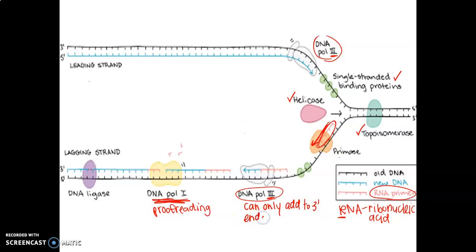Not only can he only add to the 3' end, but he can't start from scratch. He always needs an RNA primer. Again, don't ask me why. I don't know. He can't start from scratch. He needs a primer. Always. He cannot ever start from scratch. And so primase over here puts down the RNA primer that DNA polymerase needs to work from.